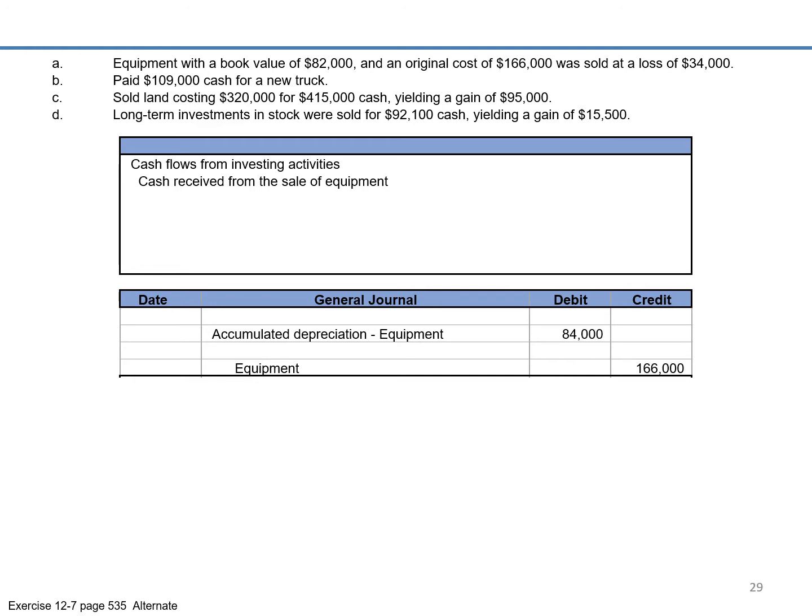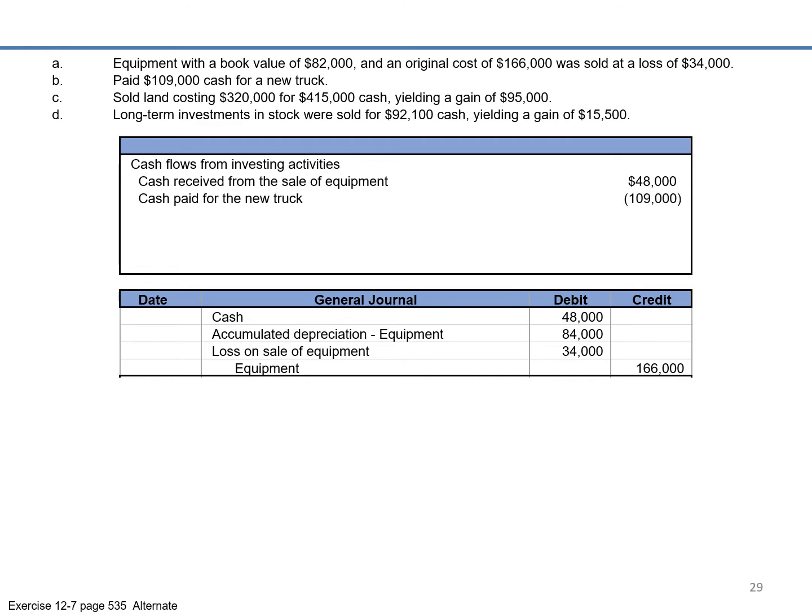So we'll remove our accumulated depreciation. We have a loss. We know we debit loss. So we have debit of 34. So what do we need to make our debits equal our credits? 48,000. 166 minus 84 minus 34, right? So our cash from sale of equipment, 48,000 increase, right?